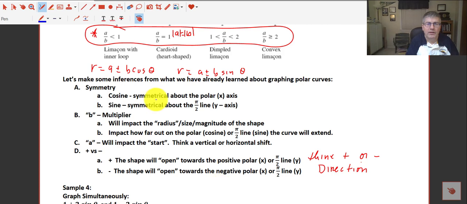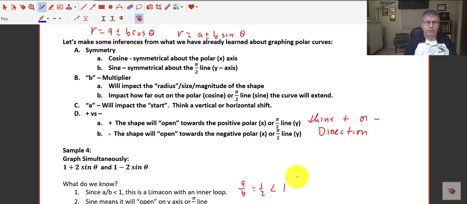And then the positive versus the negative, the plus or minus. Positive, the shape will open towards the positive polar or positive pi over 2 line, and negative, the shape will open towards the negative polar or the negative pi over 2 line. So just think positive or negative direction like we have done in class.